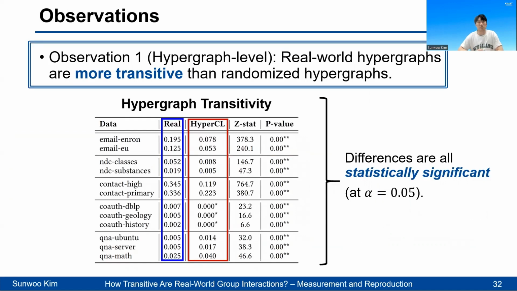The first observation is about the hypergraph level. Real-world hypergraphs are more transitive than randomized hypergraphs. As shown in the table, real-world hypergraphs show a higher hypergraph transitivity value than their random counterparts, and the differences among them are all statistically significant under the significance level of 0.05.